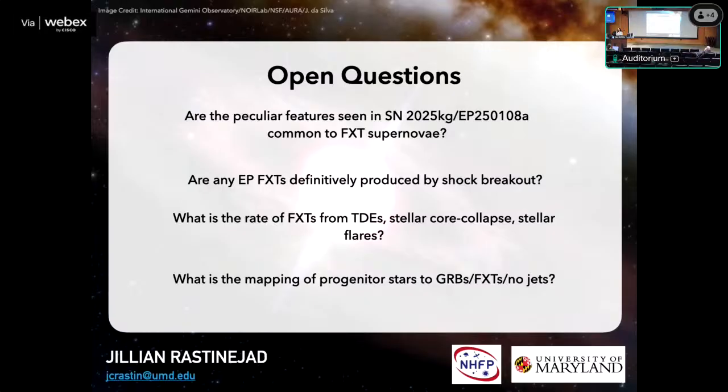Has there been any at almost the same time for any of these yet, where Fermi has gotten an FXT at the same time as Einstein Probe? There have been coincident ones. I don't know about the temporal spacing, but the four that we have within our local universe don't have any GRB counterparts.